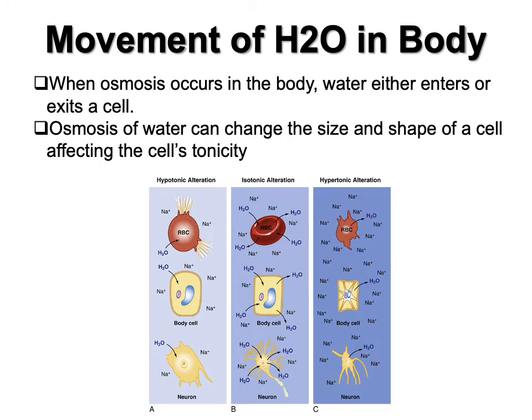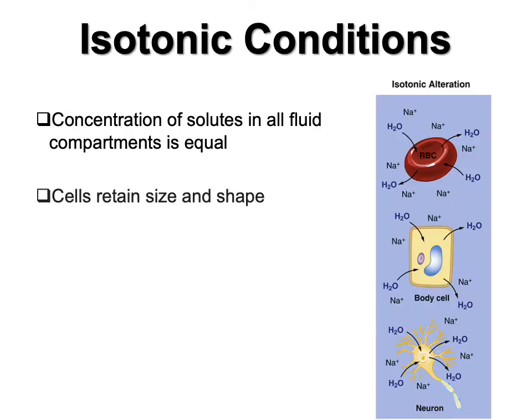Movement of water in the body. When osmosis occurs in the body, water either enters or exits the cell. The osmosis of water can change the size and shape of a cell. Changing the size and shape of a cell affects the tonicity of the cell. Isotonic conditions inside the body. The prefix iso means same.